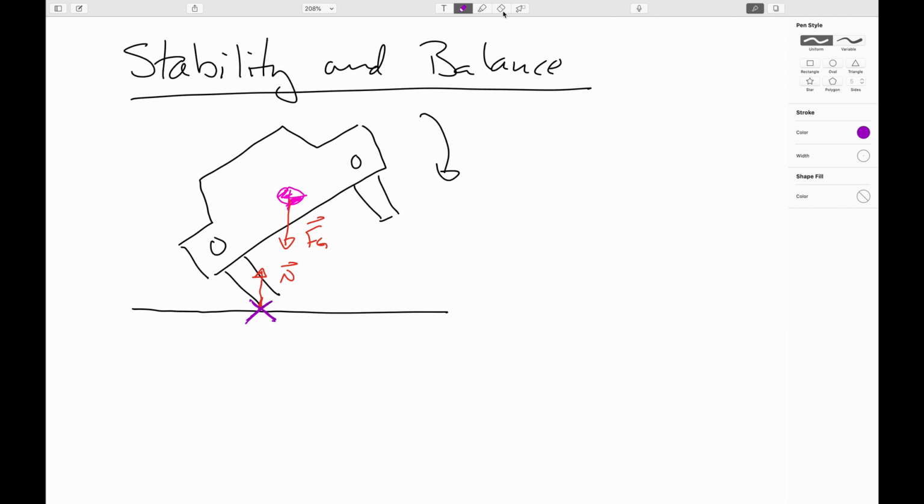Now let's say the car got tilted just a little more. So the limit of our stability is, and here I'm just trying to draw the car even just a little more tilted.